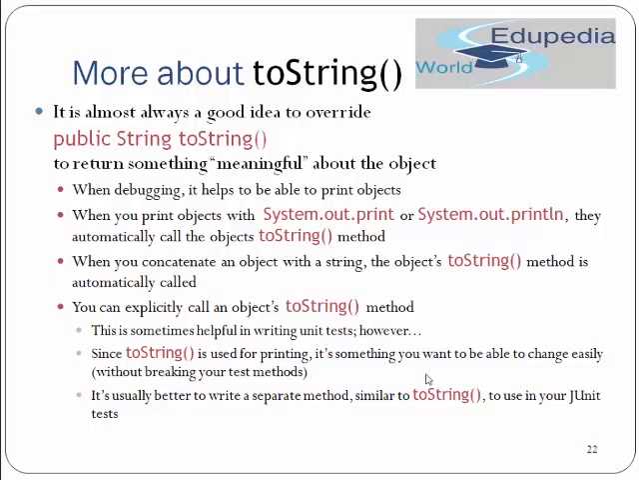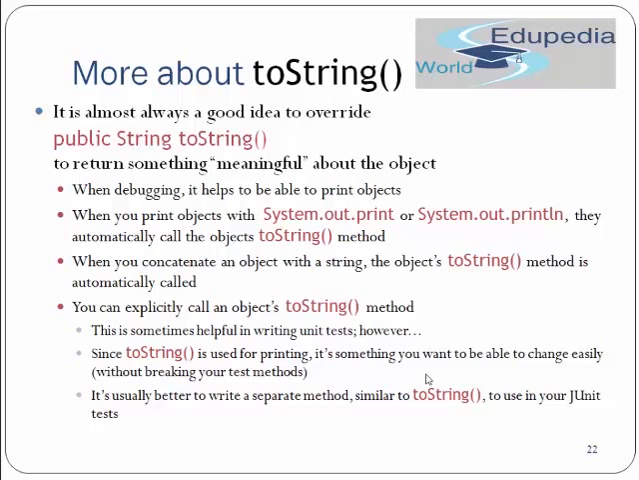It also helps with debugging, because when debugging it helps to be able to print the object. You don't have to call getters and setters every time to print out the objects. You don't even have to call the toString method. If you just print the object, the toString method gets called, because print calls toString by default. Also, when you concatenate an object with a string, the object's toString method is automatically called.